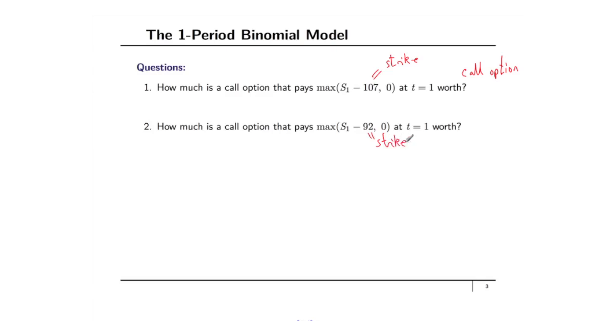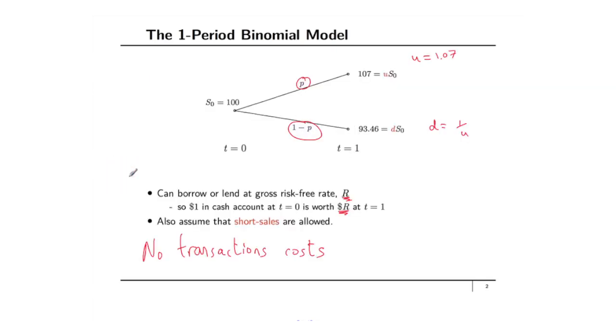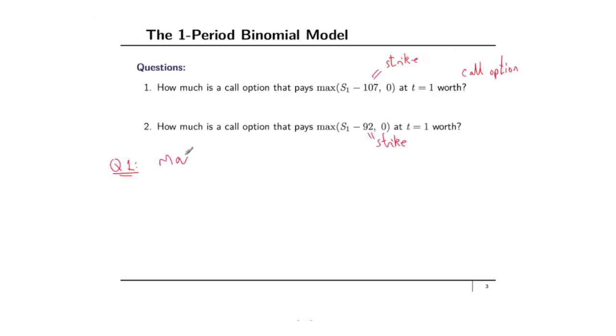Well, in fact, here we'll see that we can answer these questions very easily. In the case of question 1, if we go back to our one-period model, we see the maximum security price at time 1 is 107. So therefore, the maximum of S1 minus 107, 0, is always going to be 0 at t equals 1, because in our binomial model, the stock price is never greater than 107. So I'm getting nothing at time t equals 1, so the call price at time 0, which we call C0, must be 0.